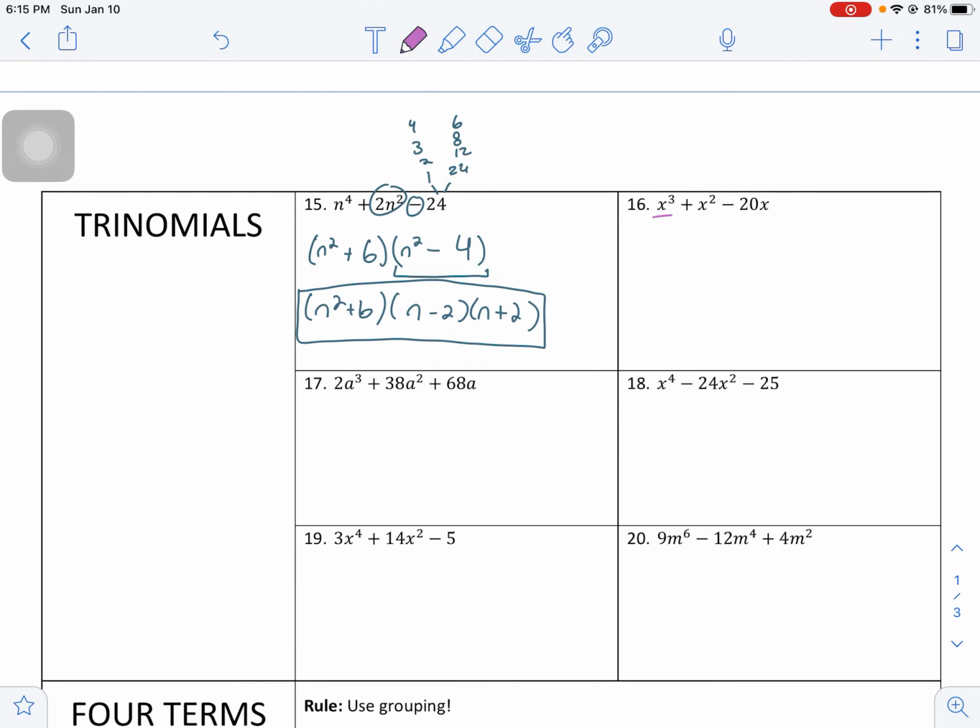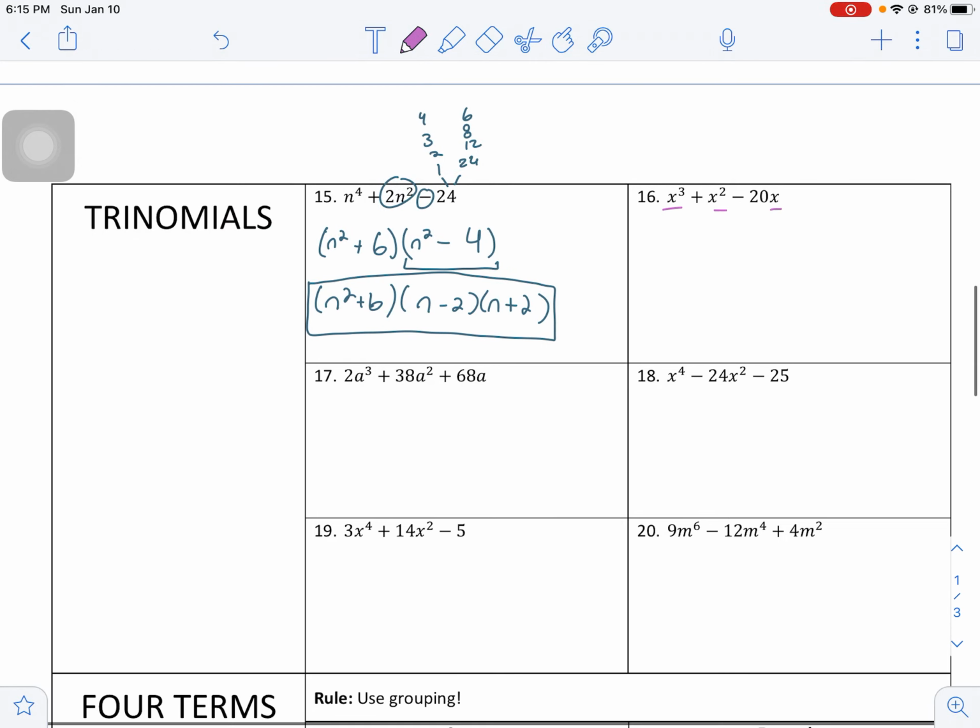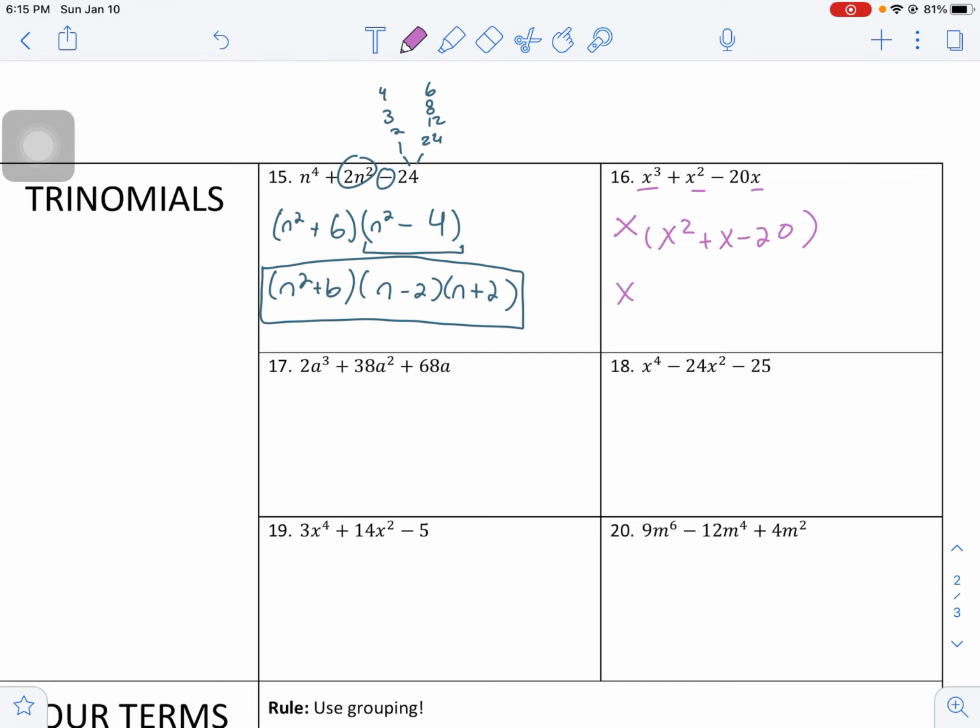Let's check out this next one. So here is one where we're going to have to pull greatest common factor out first. So x, that's going to give us x squared plus x minus 20. I knew you were going to have to pull out this x because the only way to do trinomial factoring is if the first power, or the biggest power, is an even number. So I knew I was going to have to divide it by x to make it an even power.